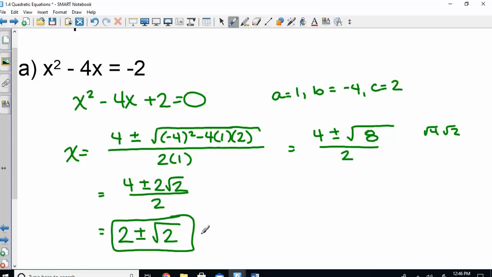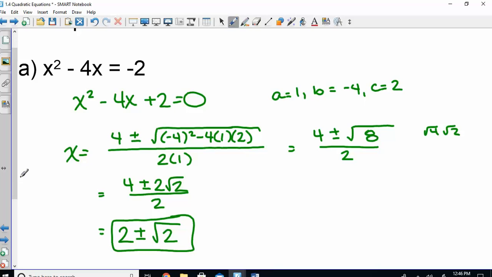Do you guys remember the quadratic formula using that? Do we need more examples of the quadratic formula? If somebody wanted more examples, would you speak up and tell me? It's encouraging.